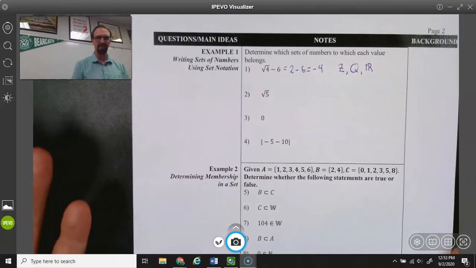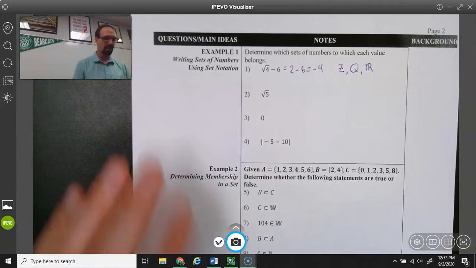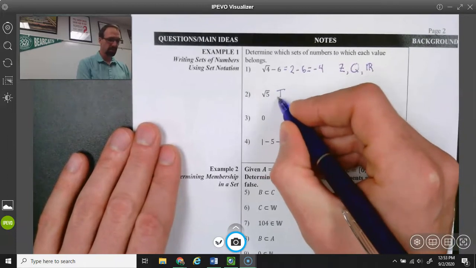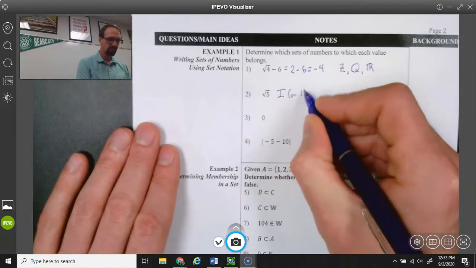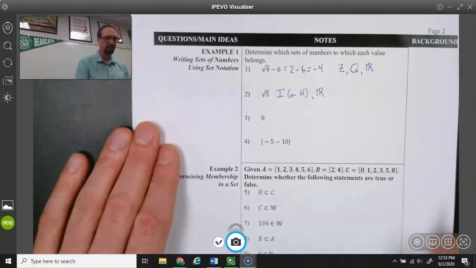Square root of 5. Square root of 5 is a non-repeating decimal, if I get the approximation for that. So because the square root of 5 is that, then that's going to fall in the irrational category. So I could either put I or I could put H. And then it's also a real number.